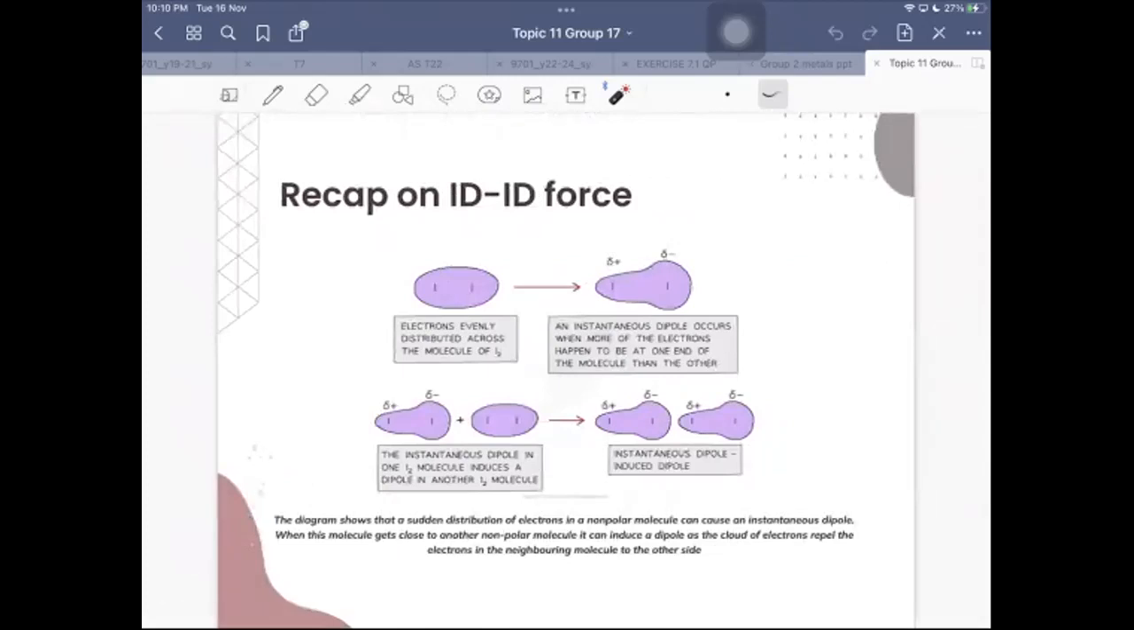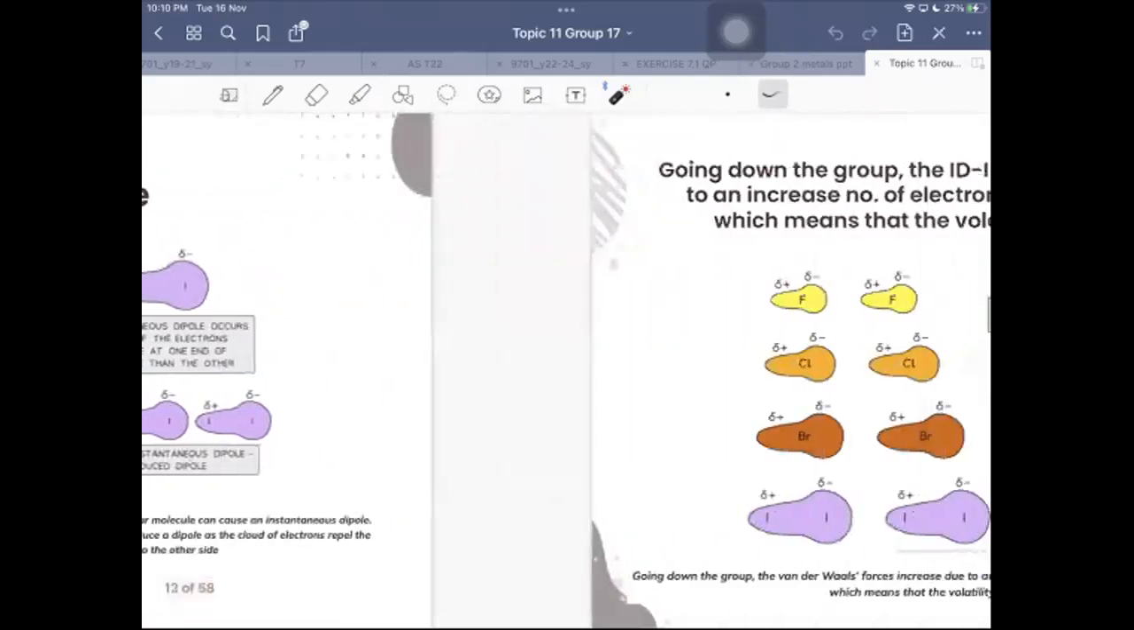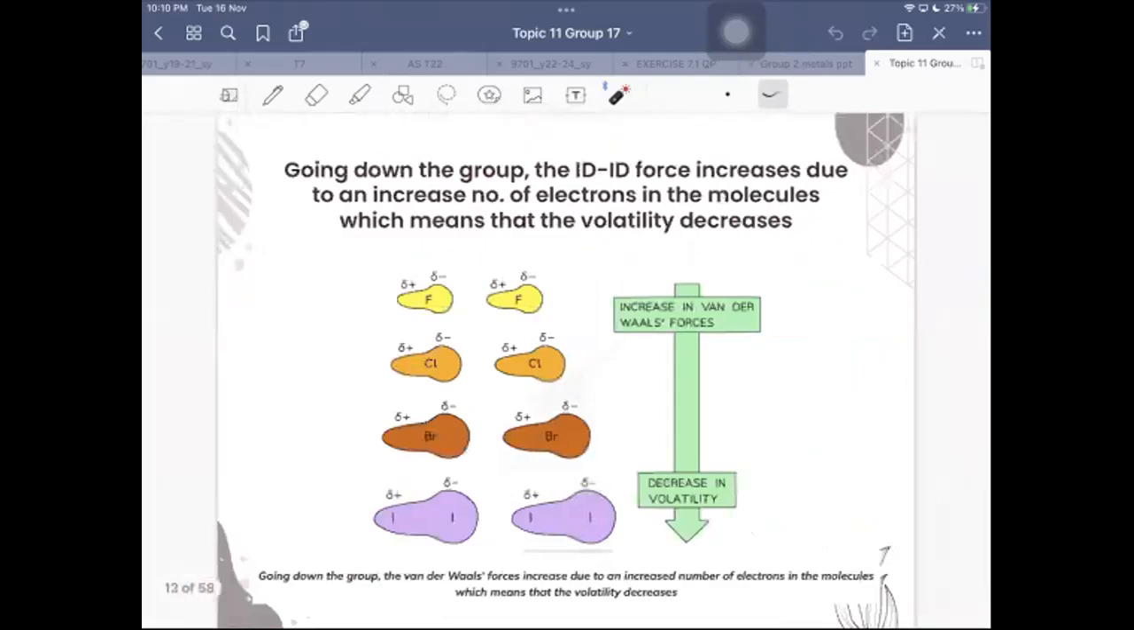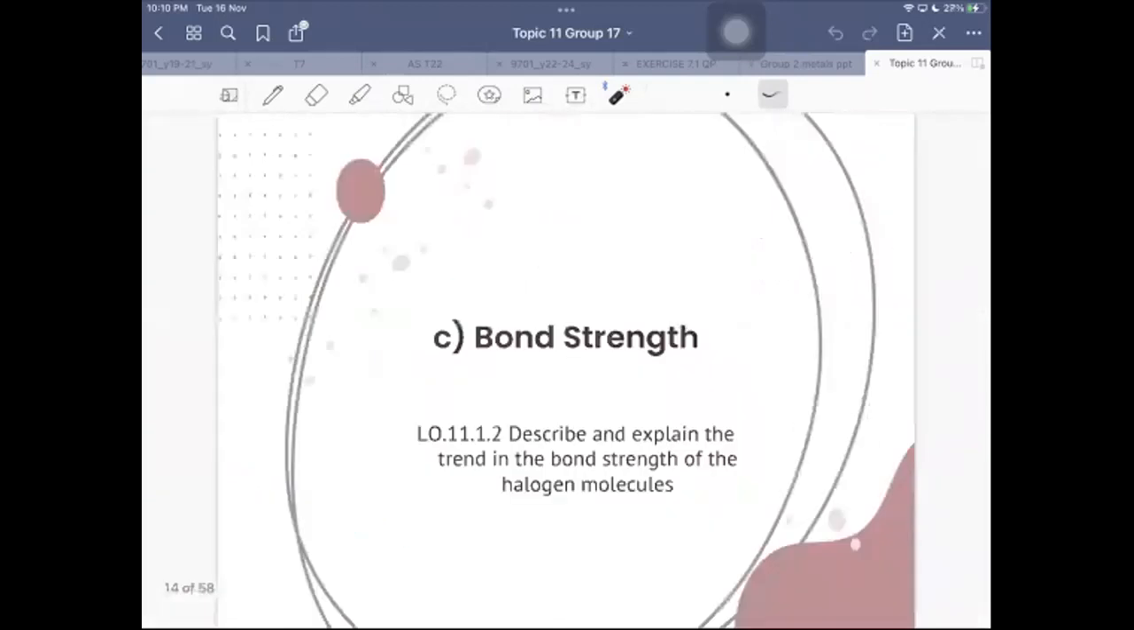Okay, this is just to recap on the origin of your ID force. So the conclusion is, going down the group, the ID force increases due to an increased number of electrons in the molecules, which means that the volatility decreases for your elements.